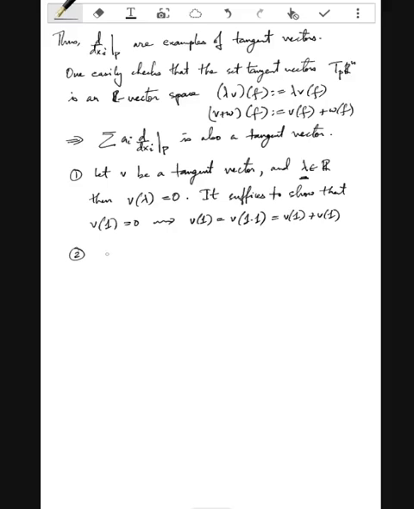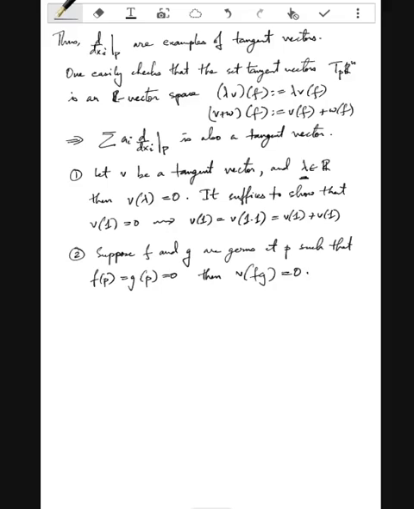And the second condition we want to observe is that suppose f and g are germs at p such that f of p is equal to g of p is equal to 0, then V of fg is equal to 0. Okay, so using these two observations, we can prove the following lemma. This tells us precisely what all the tangent vectors are.